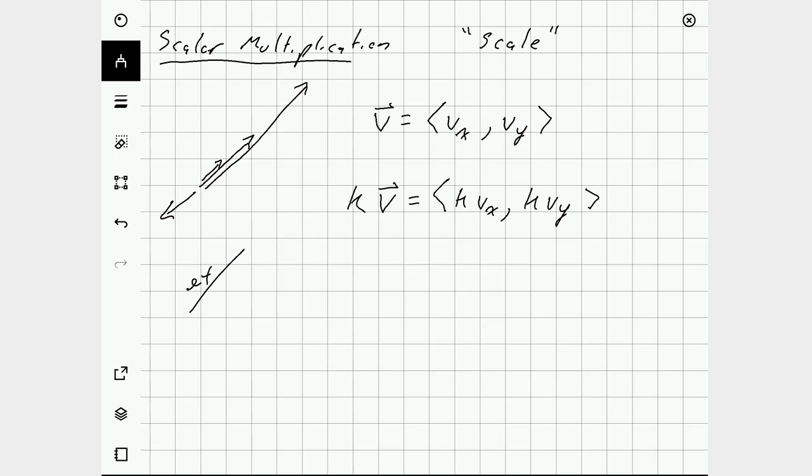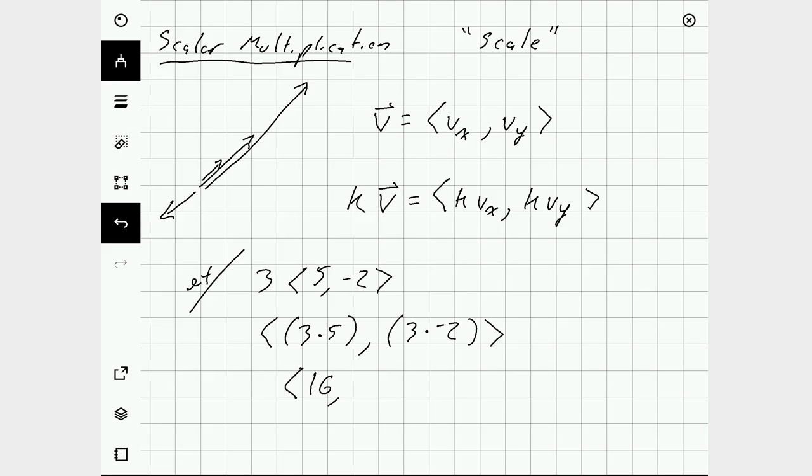So if I want to take 3 times the vector, say 5, -2, well then my x component is going to be 3 times 5, and my y component is going to be 3 times -2, which is 15, not 16, 15, -6. Right? That's literally all there is to scalar multiplication.